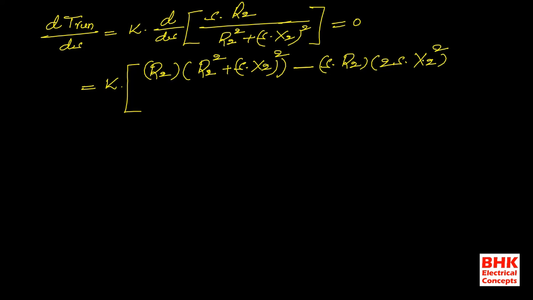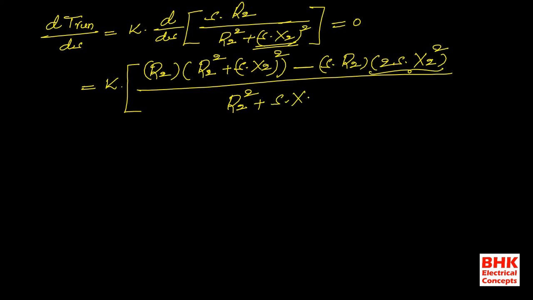So just see here, d by ds of v dash: this term is s square into x2 square, so with respect to s it gives 2s into x2 square, as it is we are placing like this. Then divided by v square, that is r2 square plus s into x2 square whole square, and make it equal to 0.